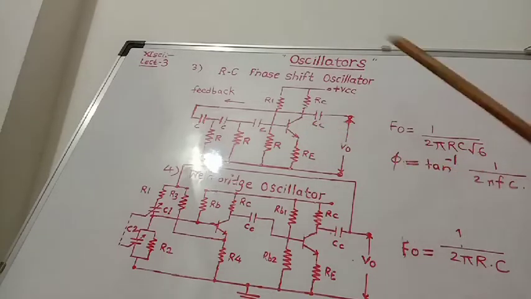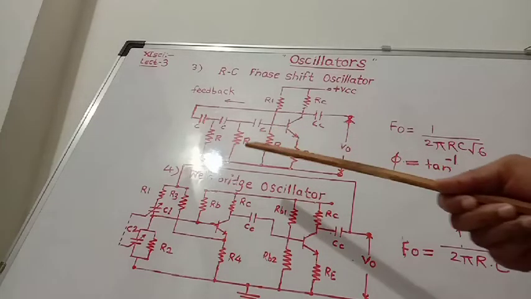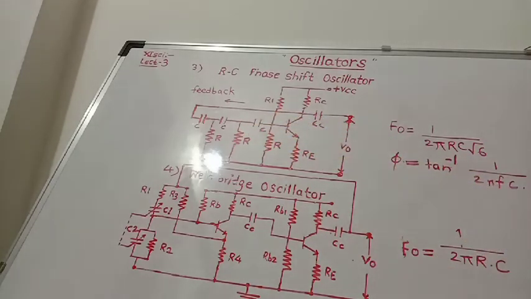The gain of this amplifier must be high to overcome the losses in the RC network.